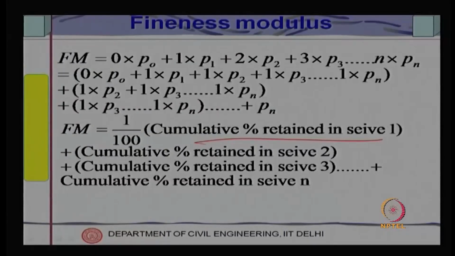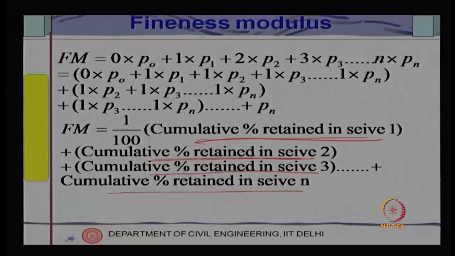sieves. Cumulative percentage retained in sieve number 1, plus cumulative retained in sieve 2, cumulative retained in sieve 3, up to cumulative retained in sieve n. So, this is the sum total of the percentage retained in all the sieves. This is retained in the nth sieve, this is in the n minus 1, and so on. So, first one is cumulative percentage retained on sieve number 1, the bottommost, up to everything.